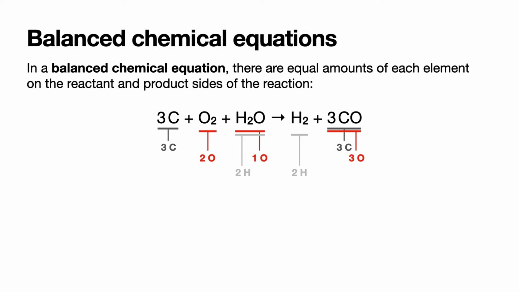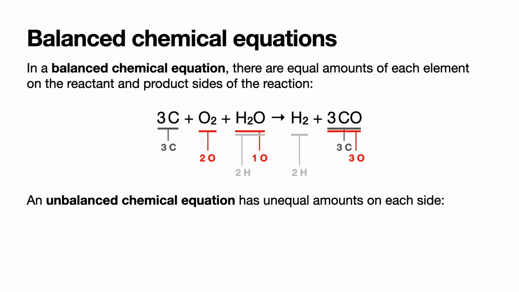You can certainly write a chemical equation that is not balanced, and then you would have unequal amounts on each side. So one easy example of that would be if we just took the same chemical reaction and left out the coefficients. So if we had just carbon plus oxygen plus water goes to form hydrogen and carbon monoxide, this would also describe the process of coal gasification, but it doesn't show us the relative amounts of the different substances that are reacting. So again, an equation like this isn't wrong.